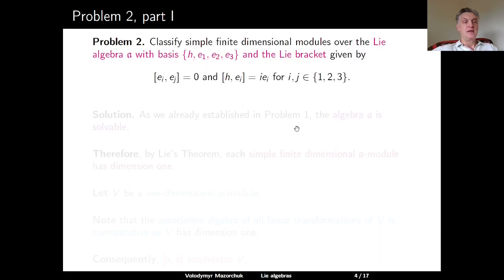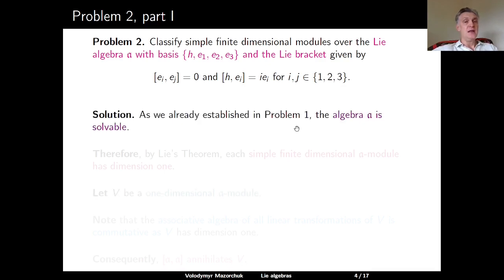Problem 2. Classify simple finite-dimensional modules over the Lie algebra A from the previous problem. So this is a Lie algebra with basis H, E1, E2, and E3, where the bracket of any Ei with any Ej is 0, and H bracketed with Ei is equal to i·Ei.